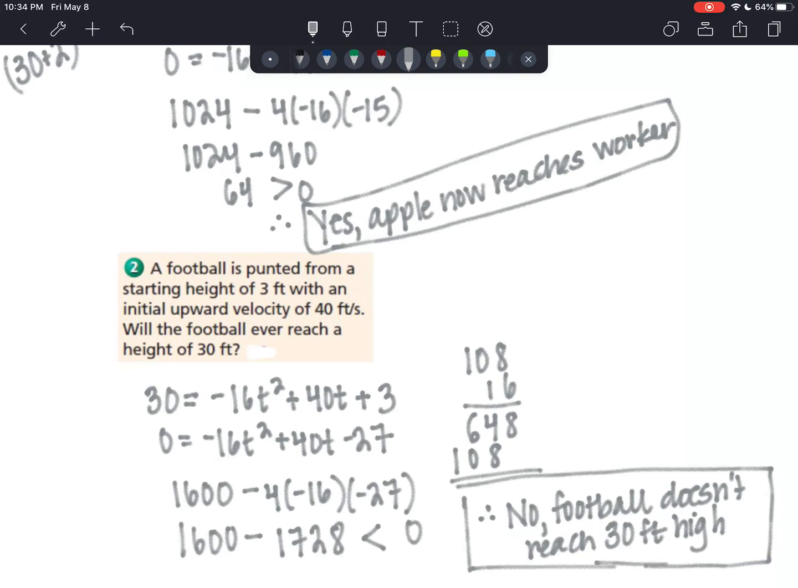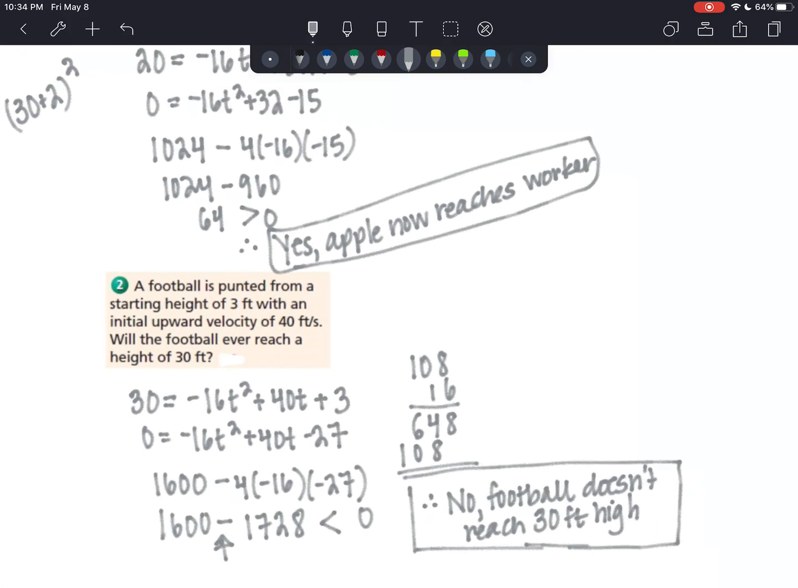I feel like I should be checking my answer real quick because I did that math pretty quickly and I probably shouldn't have. 27 twice is 54. 54 twice is 108. So I'm confident there. 108 times 16 is 1728. And 40 times 40 is definitely 1600. And 3 negatives definitely make a subtraction sign. So, correct. That's the answer. Nope, the football doesn't reach 30 feet high.